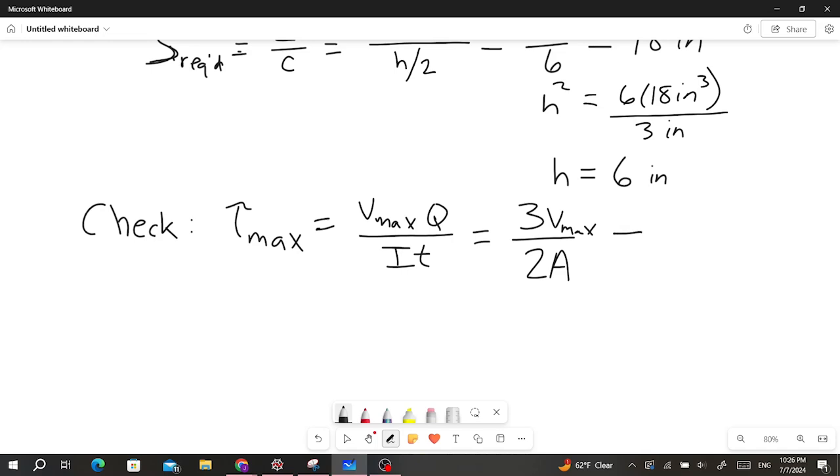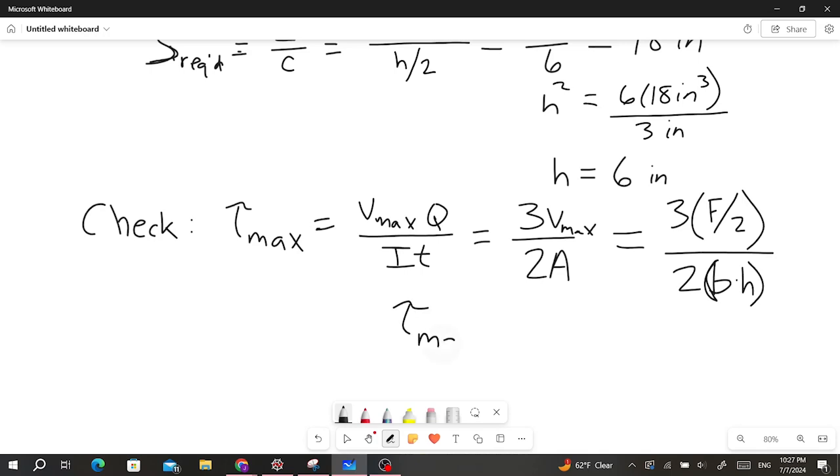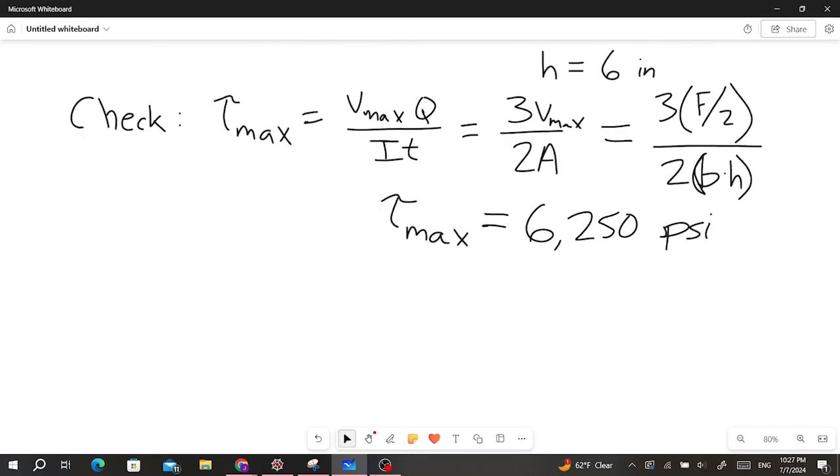And then we know that V max is F over 2 from our shear diagram, and then we know the cross-sectional area is just B times H. Okay, so if we plug in all our numbers, we'll end up getting that tau max is equal to 6,250 psi. Okay, or we can write that as 6.25 KSI.